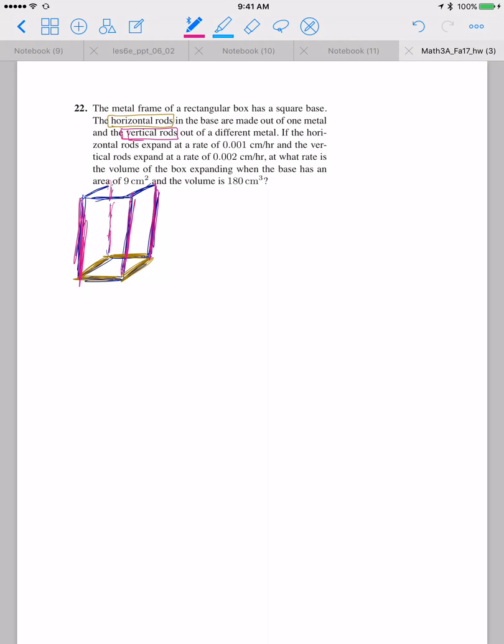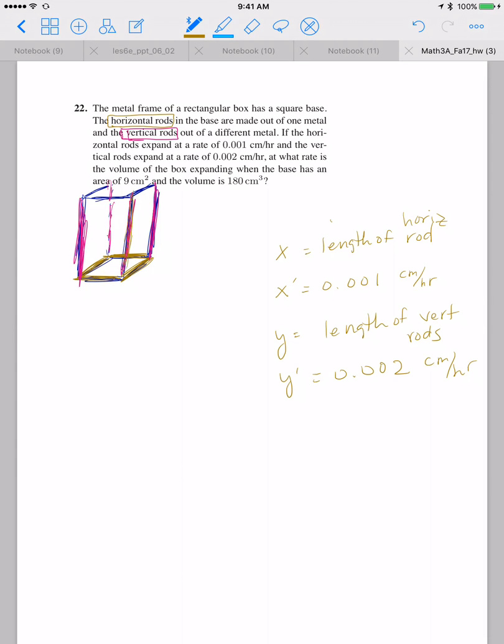If the horizontal rods expand at a rate of 0.001 centimeters per hour, this means that, let's say x for horizontal, x prime is equal to 0.001 centimeters per hour. And this is the length, so let's say x equals the length of the horizontal rods. And y is going to be the length of the vertical rods. y prime is equal to 0.002 centimeters per hour. So in other words, the vertical rods are expanding twice as fast as the horizontal rods. At what rate is the volume of the box expanding?